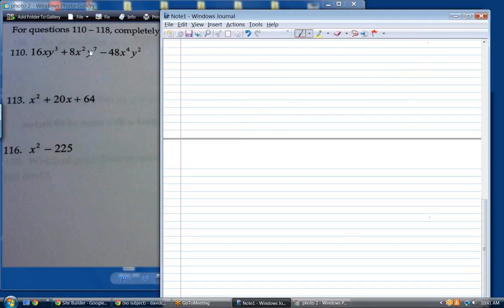What's the greatest common factor that you can take out of each of these three terms? Start with the number. We'll do it piece by piece. Start with the number and then go to the next variable and then go to the next variable.